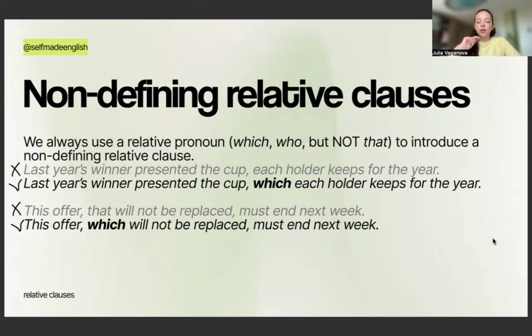Last year's winner presented the cup, which each holder keeps for the year. We did use a relative pronoun and it was not that, right? So you can have a look at the incorrect sentences, but I will not pronounce them all. This offer, which will not be replaced, must end next week, right? So we use the relative pronoun which, and it is not the relative pronoun that. All right, let us move on.